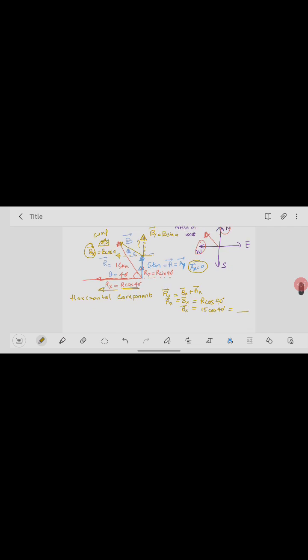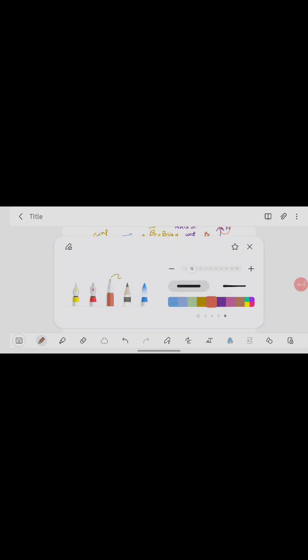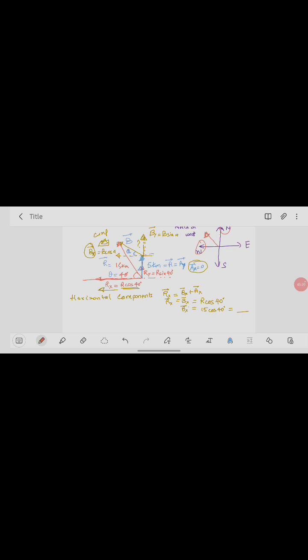Now just switch to the y components. What are the y components you have? You have Ry, you have By, and you have Ay, correct? So how can you write it? Ry vector equals, how many vectors are there? By plus Ay, correct? Now put all the values which you know. Ry equals R sin 40 degree.